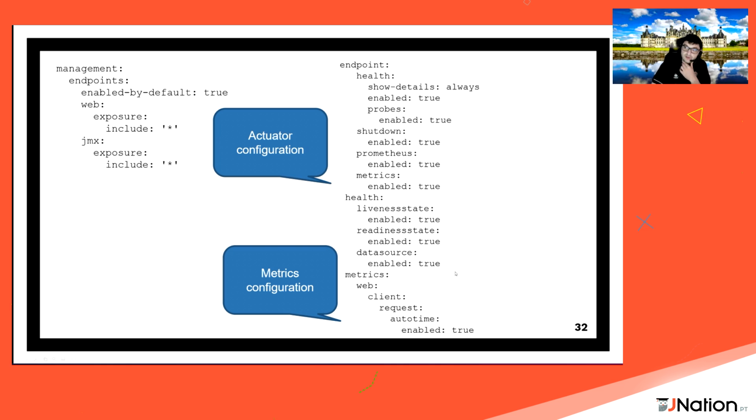And finally, if I want to get more information about my API and the way I can get statistics of my REST endpoint, I could also add metrics configuration, Micrometer configuration.